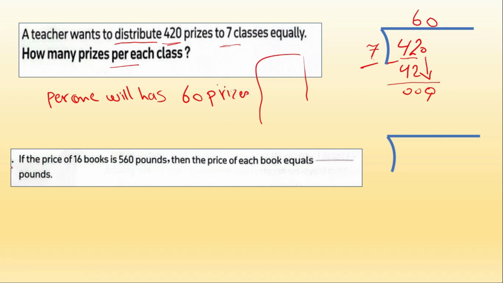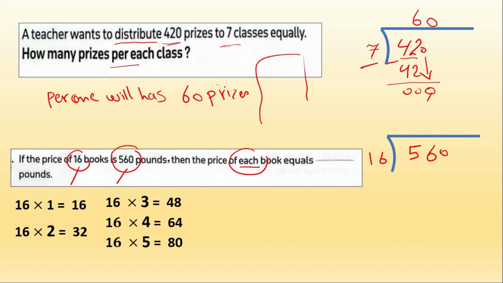Okay, next one: if the price of 16 books is 560 pounds, then the price of each book equals what? So let's divide 560 by 16, because you found each one, or each book. We want to know the price for each one, so we distribute the total over the number of books. So 560 divided by 16. Of course we haven't memorized the table of 16, so we will get the products: 16 times 1, 16 times 2 is 32, times 3, times 4, times 5. And if you need more, you add. Let's start: 5 divided by 16 can't be, 5 is smaller. 56: go to the products, you won't find 56. So we take the just smaller one, which is 48, and we circle it so we don't forget: 3 up and 48 down.